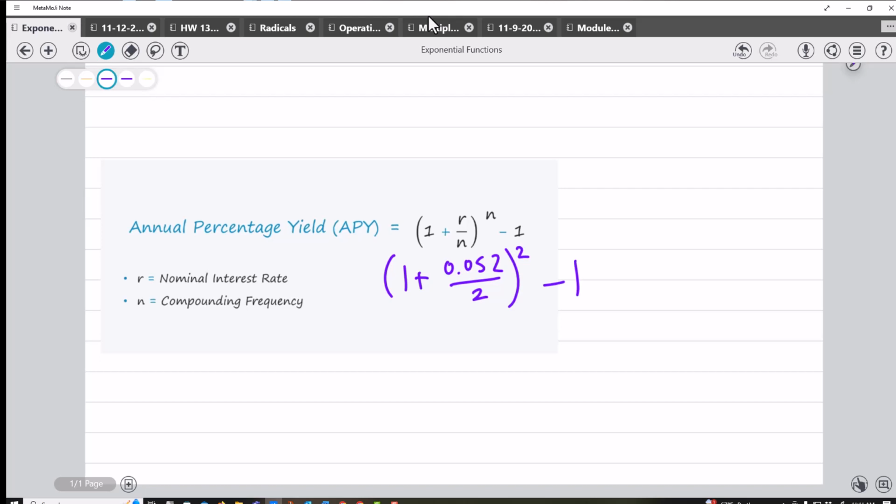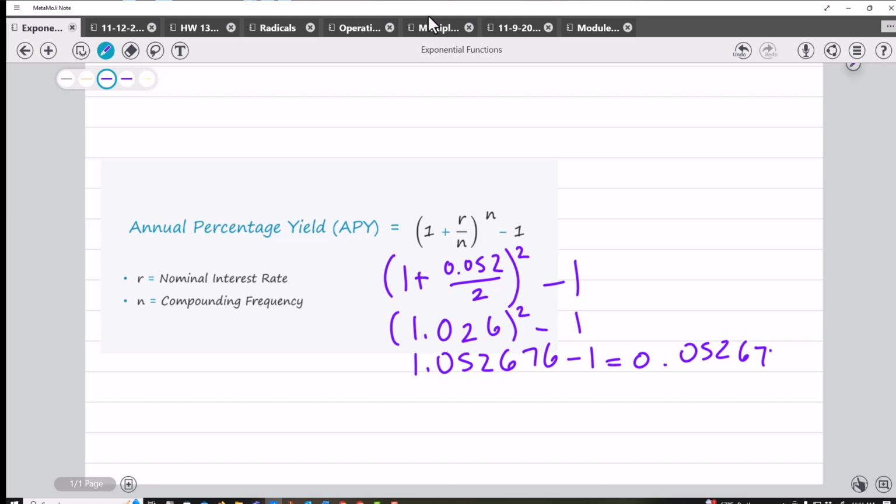If you remember up above, I calculated this already, and I get 1.052676 minus 1, which gives me 0.052676. If I move that decimal 2 places to turn this into a percentage, and I'm even going to round this to 3 decimal places, this tells me my annual percentage yield.